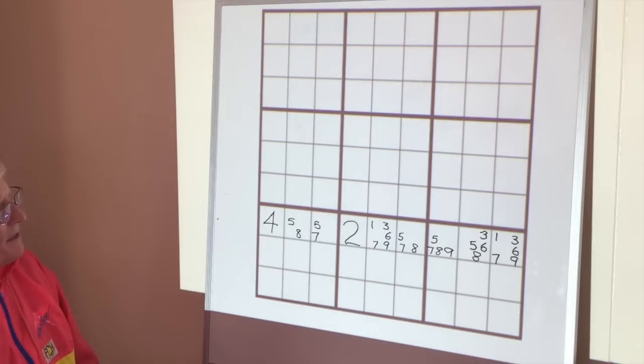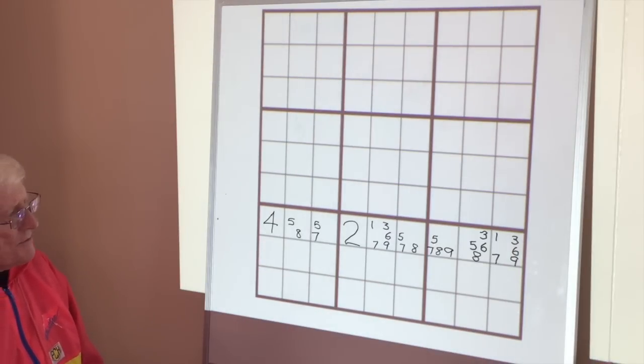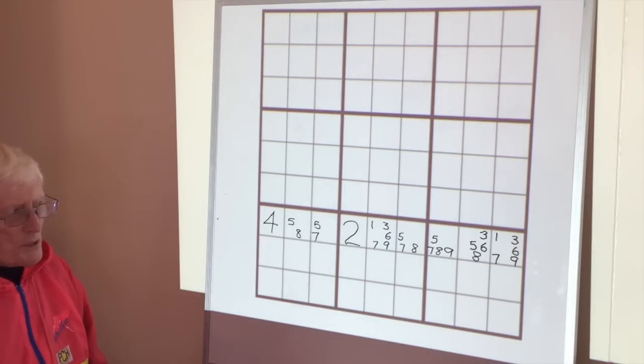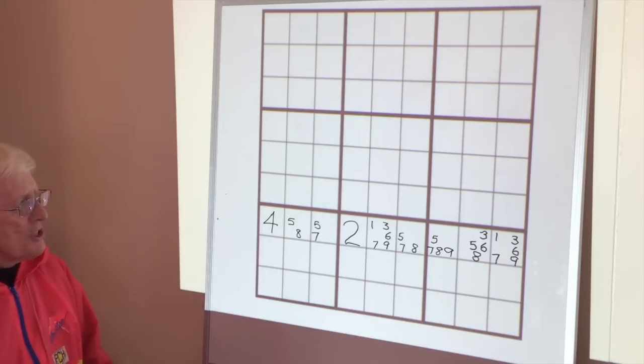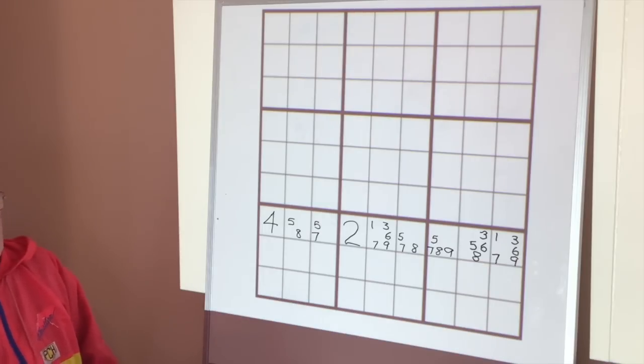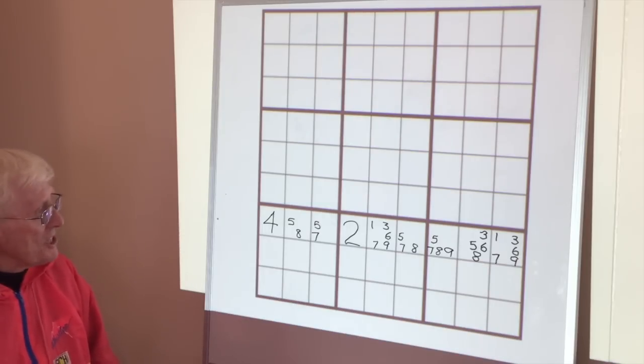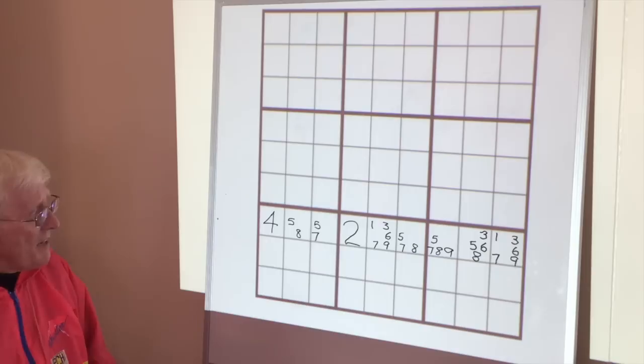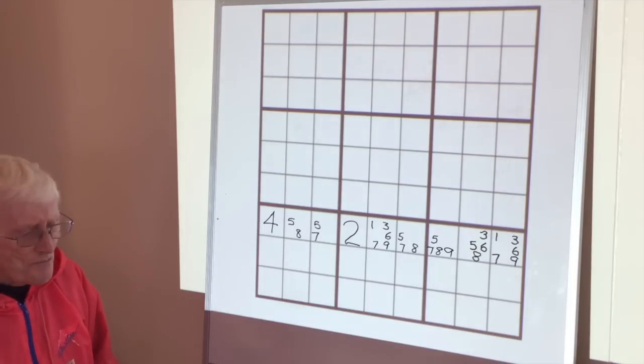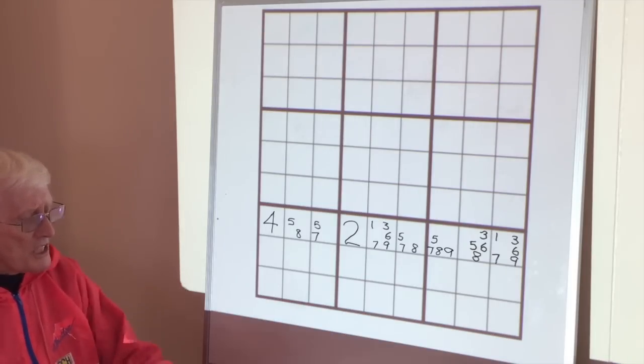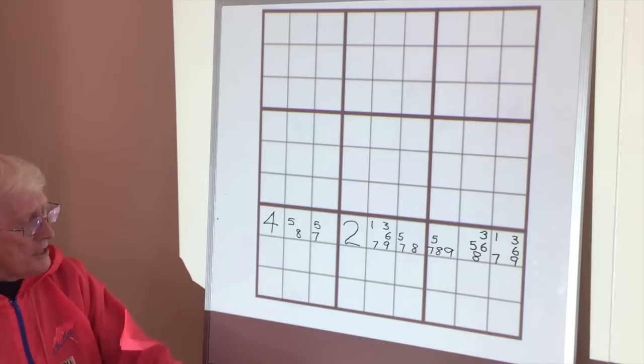Well, here we have a triplet. Now, what is a triplet? Remember that it's 3 cells, not like 2 cells in a matching pair. In a triplet, you have 3 cells where only 3 little numbers can go. And if you look at this carefully, you should be able to find a triplet.